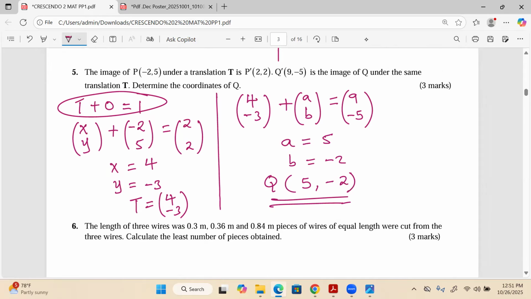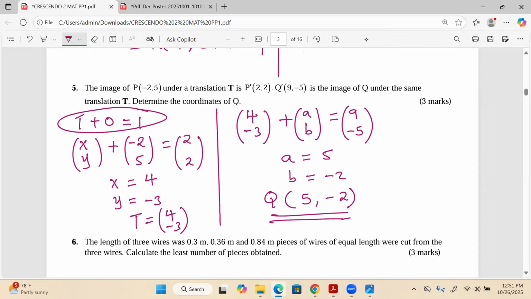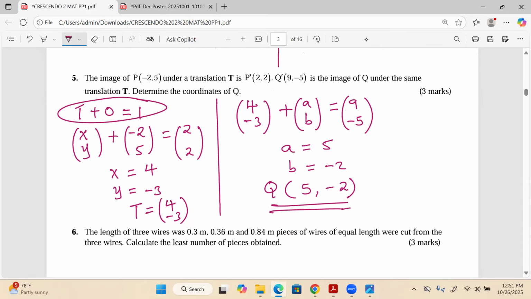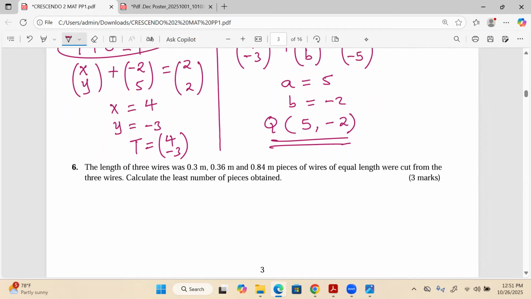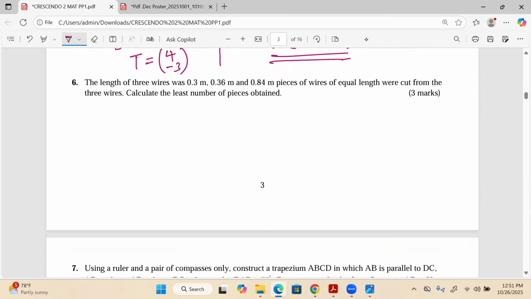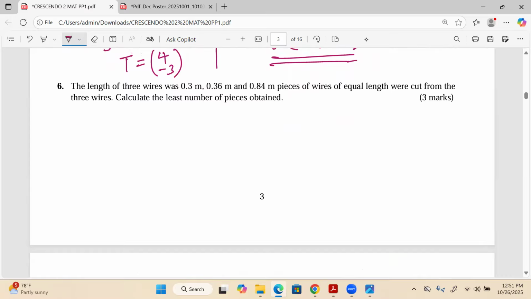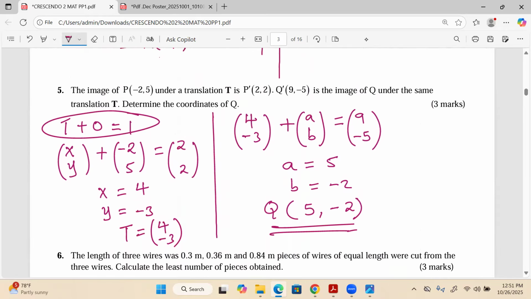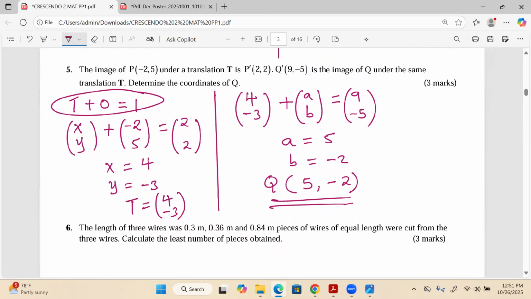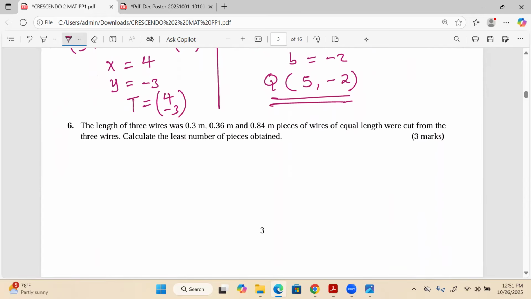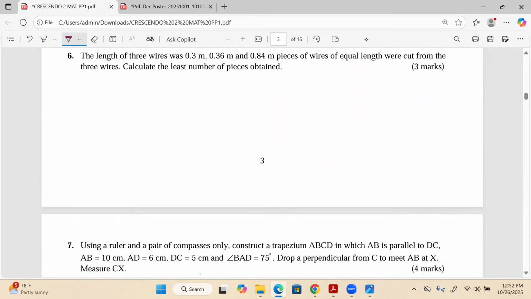Very simple. A very simple question. So you're supposed to master that whenever you have a translation vector plus the object, you usually get image. Then with that understanding, you can find either unknown images or unknown objects. You can just find whatever the examiner is asking.